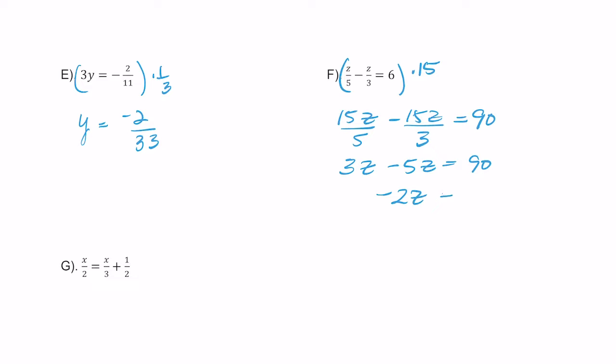Okay, both z's are on the same side, which is great because I can combine them. You get -2z equals 90. And then the last step is to divide both sides by -2. And 90 divided by -2 is -45. That's your final answer.